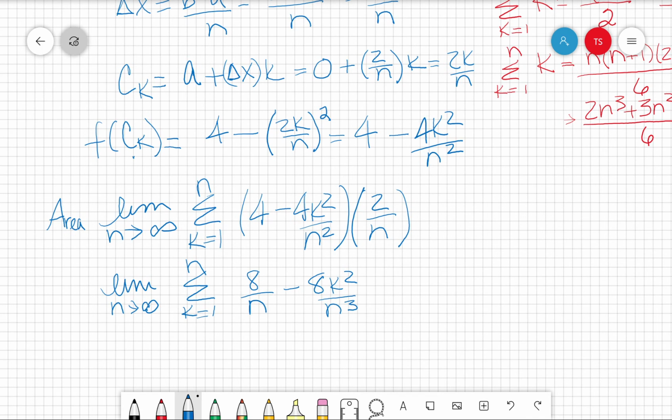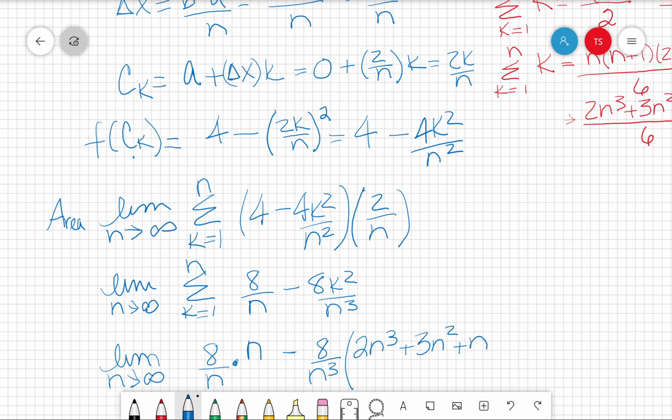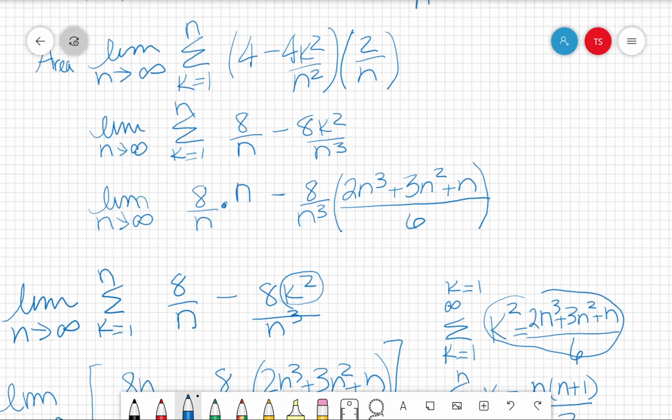Now, once we start evaluating the summation, we can eliminate that summation sign. So we'll just be taking the limit as n goes to infinity. 8 over n is a constant, so it's 8 over n times n. That's my constant. And then minus 8 over n cubed times the formula for k squared, which is 2n cubed plus 3n squared plus n over 6.